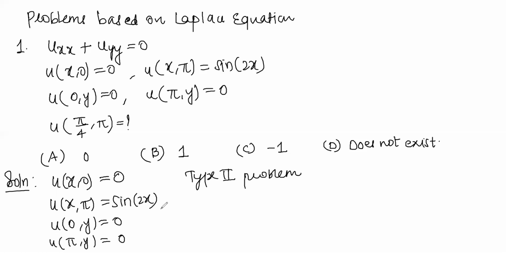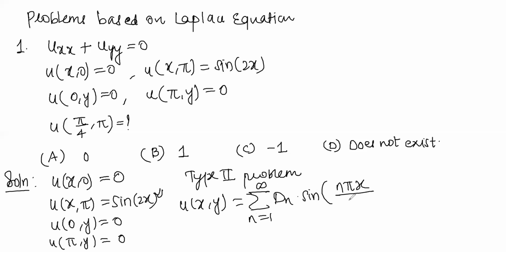So the solution of the type 2 problem. You should remember this is given in x, so that means the trigonometric part will have x and the hyperbolic part will have y. Since the condition is at (x, pi), there is no need to take a minus y in the solution. So u(x,y) will be equal to summation n equal to 1 to infinity, dn sine n pi x upon a, since it is given in y, and then sine hyperbolic n pi y upon a.